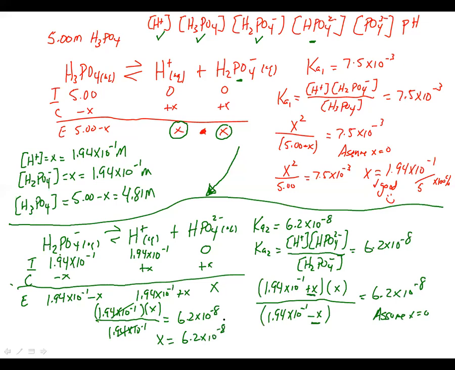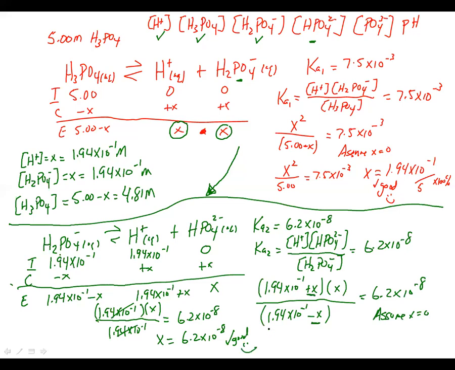Again, here we do want to check it. So we would take that 6.2 times 10 to the minus 8, and we would divide it by 1.94 times 10 to the minus 1, times it by 100, and you're at 0.00003%. So the check is good. I won't write it up here, as I'm running out a little bit of room here. So the check is good, but you should check it.